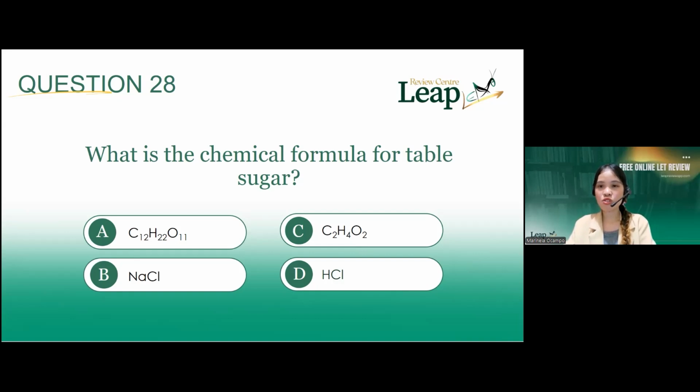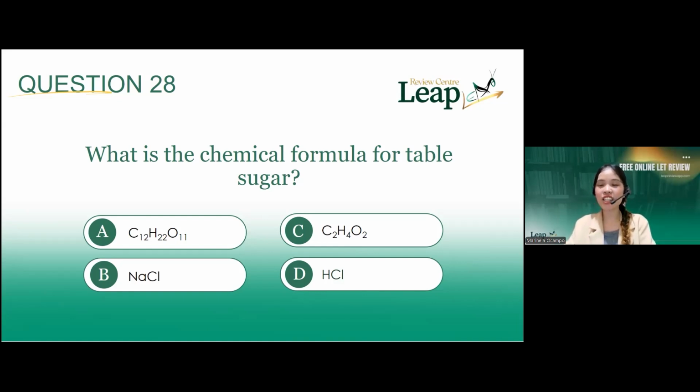So most of you answered. Ooh, we have different answers. Some of you answered A. We have B as well, and for letter A again, table sugar. This is the common sugar that we are using when we are cooking or when we are about to create our own coffee.